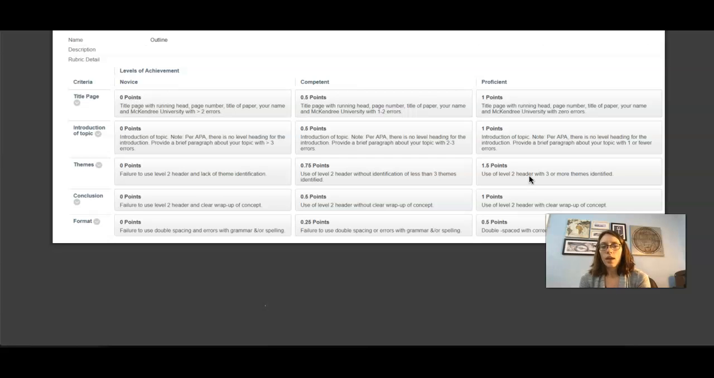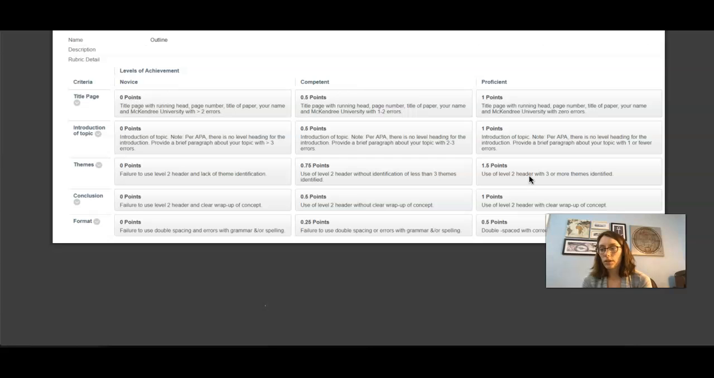Then your conclusion, you just need a level 2 header there with a clear wrap-up of your concept. I don't expect you to have a written wrap-up of your concept because you haven't done the research yet to determine what your story is. So just write the conclusion down there and then make sure that it's double-spaced, it's got the correct grammar and the correct spelling. Okay. Now, you do not have to make this a linear page.